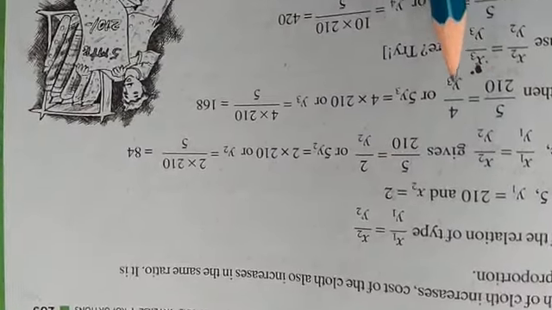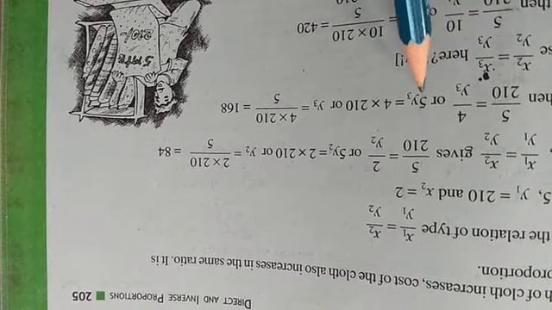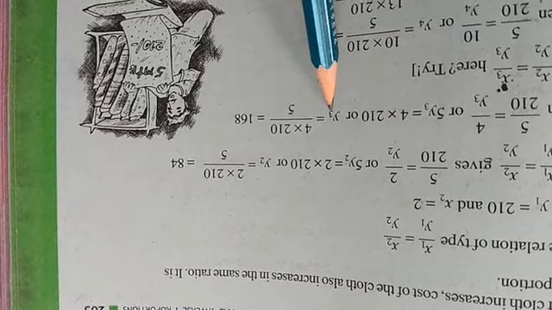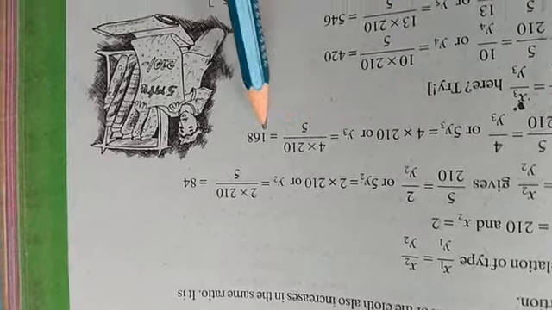Now we take the relation 4 by y3 equal to 5 by 210. So here 5 by 210 equal to 4 by y3. By cross multiplication, 5 into y3 equal to 4 into 210. So y3 equal to 4 into 210 by 5 equal to 168. So cost of 4 meter cloth is rupees 168. Similarly, you can find the value of y4 and y5. This is the cost of 10 meter cloth and this is the cost of 13 meter cloth.